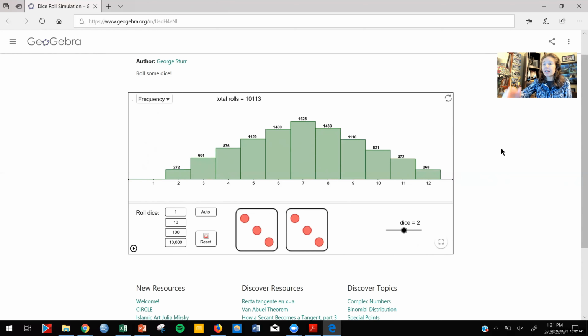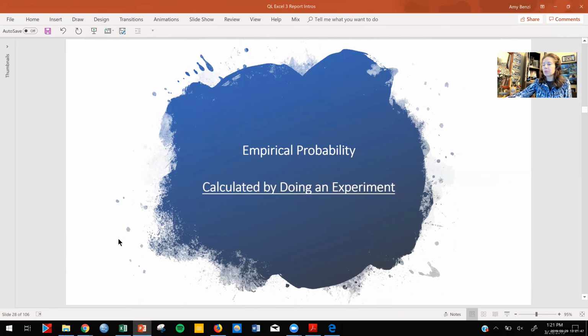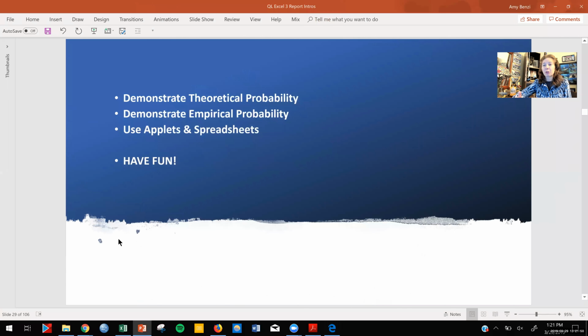So we are actually going to use Excel to simulate some of our own empirical experiments. We're going to demonstrate theoretical and empirical probability using spreadsheets. So let's go have some fun. See you guys on Excel.